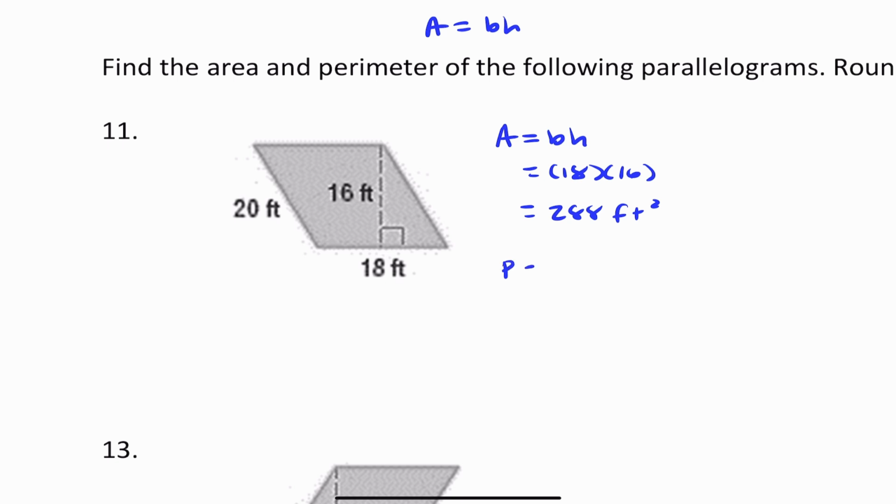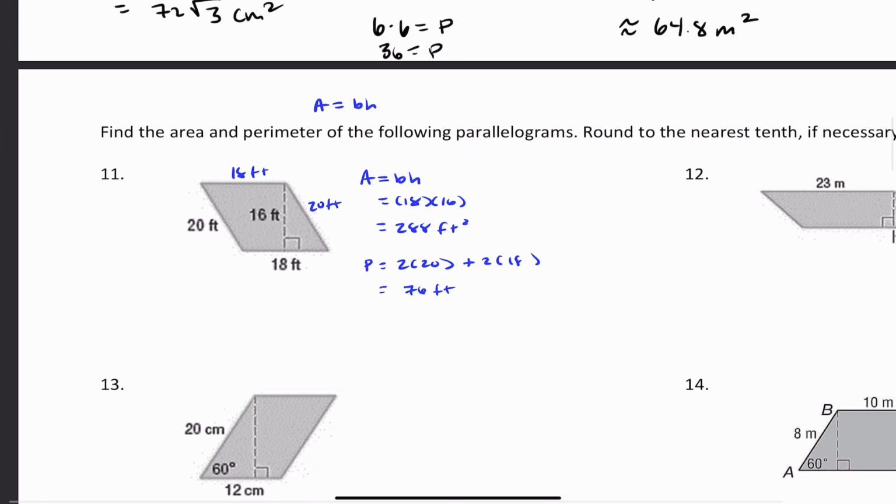Now for the perimeter, we know with the parallelogram that opposite sides are congruent. So if this side is 18, then this side is 18 feet. And if this side is 20 feet, then we know that this side is also 20 feet. So I can figure out the perimeter by just adding up all the sides. I can do 2 times 20 plus 2 times 18, and that's going to give me 76 feet. With perimeter, we don't square the unit, we just leave it as is. So for the perimeter, we just write 76 feet.